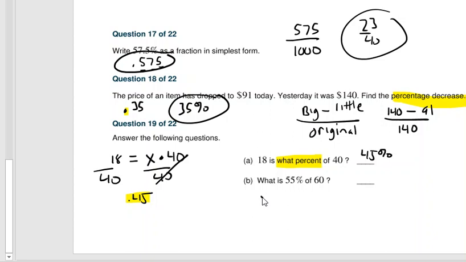Okay, the next one. What is 55% of 60? The word "of" means times. So all we have to do on this one is change the 55% to 0.55, and then we times by 60, and that gives us 33.